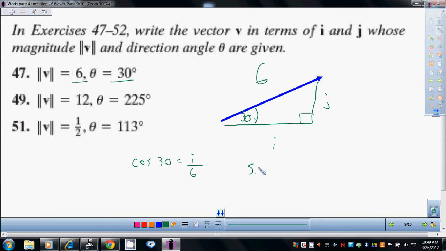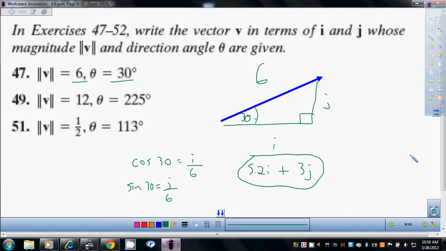So 5.2 i plus, what trig function are we going to use for j? Sine. Sine of 30 equals j over 6. So 6 times sine 30 should just be 3 when you punch it in. So this would be my equation. You're going to have to use SOHCAHTOA to find your i's and your j's. They'll always be cosine for i, sine for j. That's just the way it's always going to work out, because it's giving you the hypotenuse each and every time.